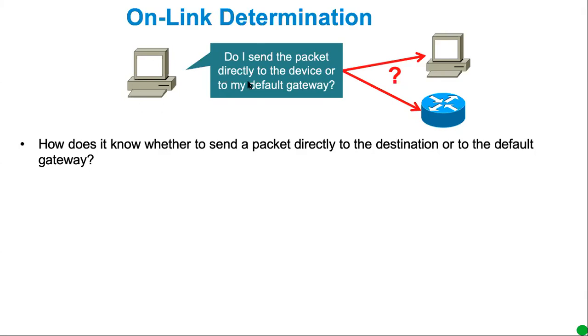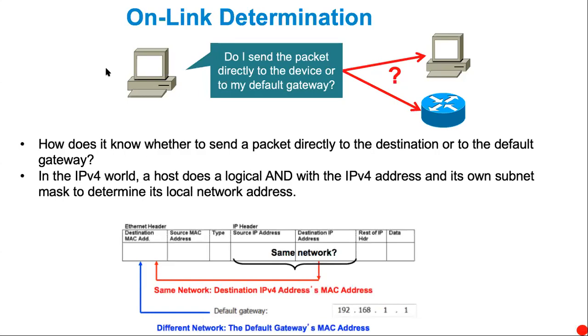Can it send those directly to the device, encapsulated in an Ethernet frame with an Ethernet MAC address directly for that device, or does it need to send it to the router, the default gateway? Well, IPv4, if you might remember, compares the source and destination IP addresses. For the source address, it knows what network it belongs to. It has its own IPv4 address and its subnet mask. So it uses that and says, I know what network I belong to.